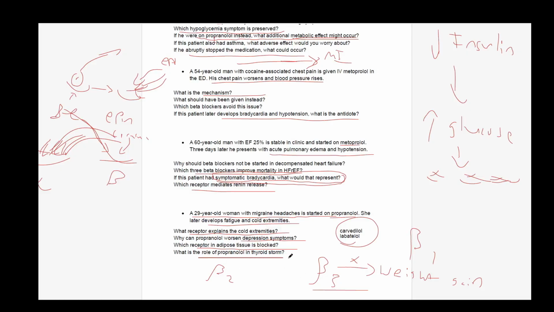And then what is the role of propranolol in thyroid storm? One of the side effects is that it decreases T4 to T3 conversion. So this decreases the thyroid hormone available, and then at the same time it decreases the heart rate and it's used for rate control. And that's it.